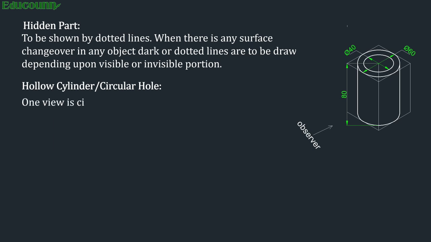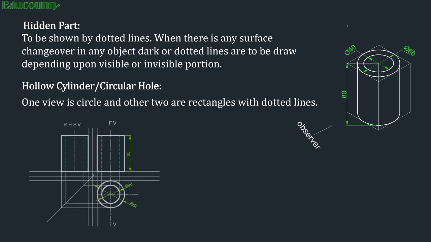Now whenever you are drawing the three views of the cylinder, one view is a circle and the other two are rectangles. Here the two rectangles with dotted lines you have to show, which will represent the hidden part of this object. You can see the solution here shown in the figure.